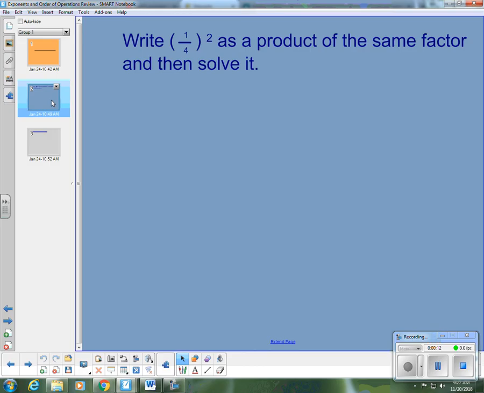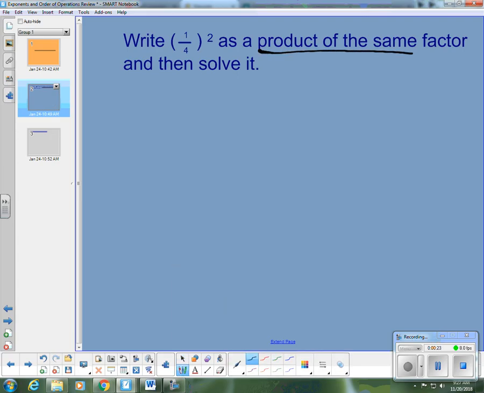So we need to do two things here. The first thing we need to do is write it as a product of the same factor. So when we hear the word product, we think multiply, same factor. Multiply the same number. So written as a product of the same factor, it would be 1/4 times 1/4.